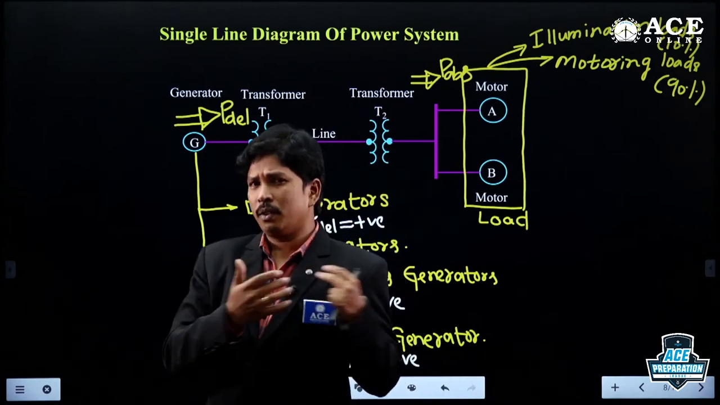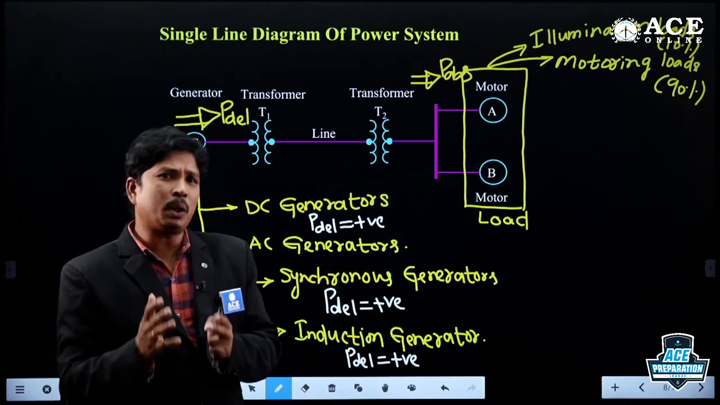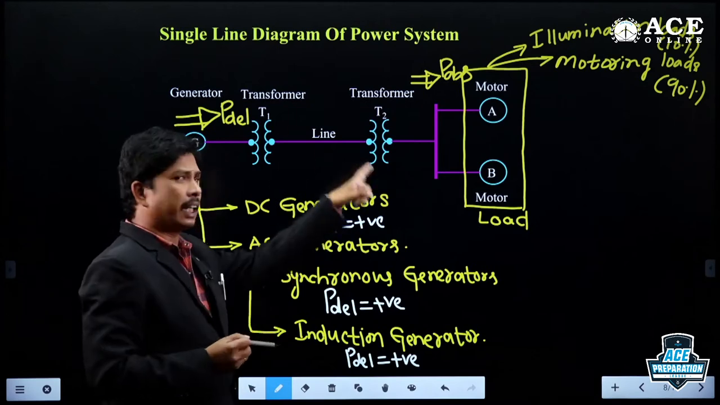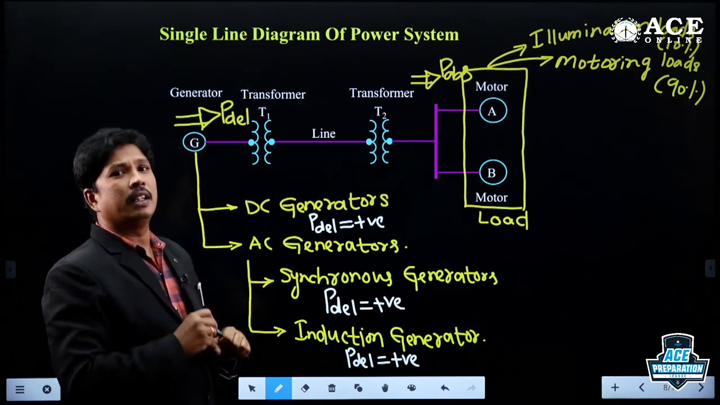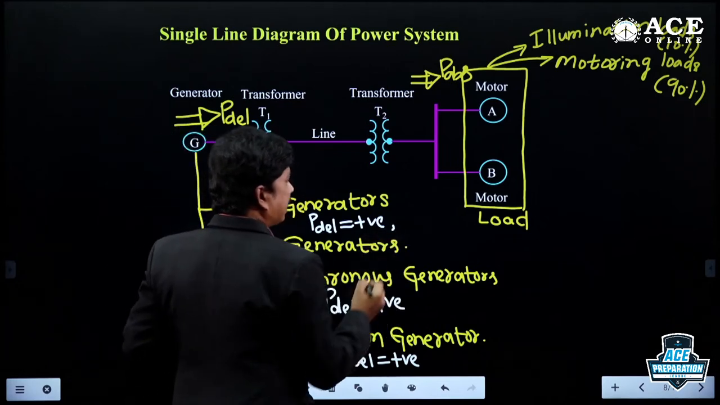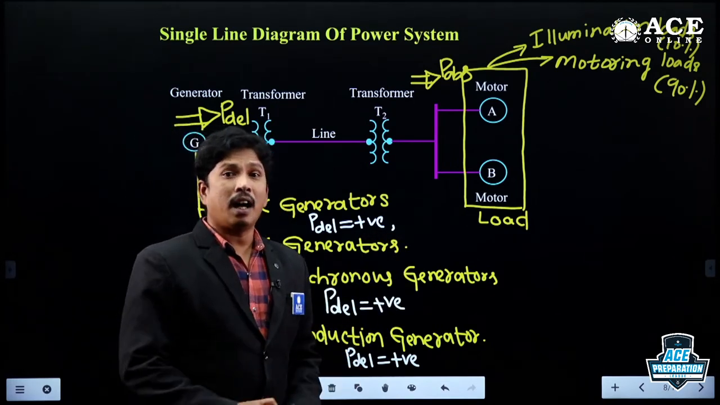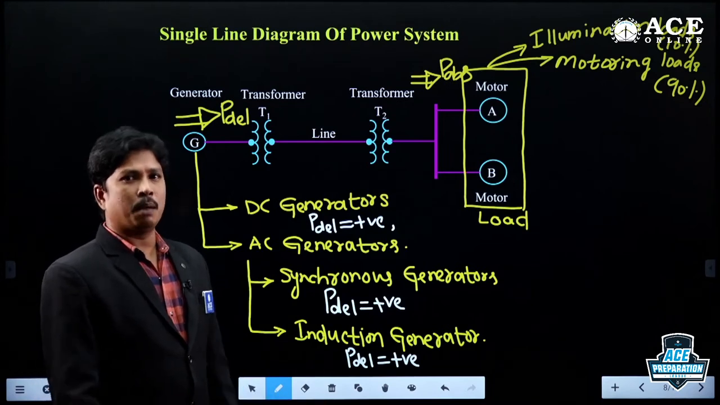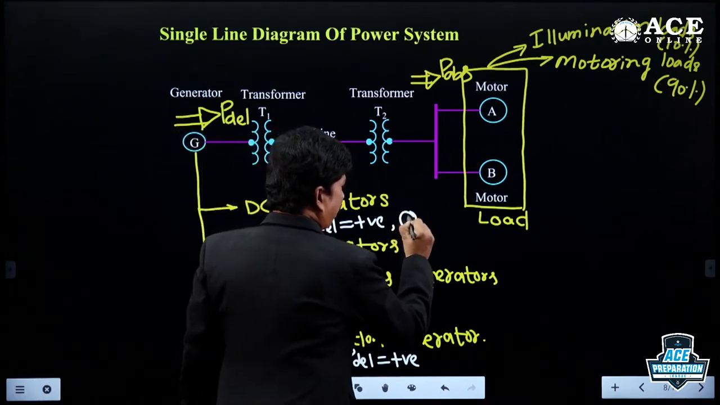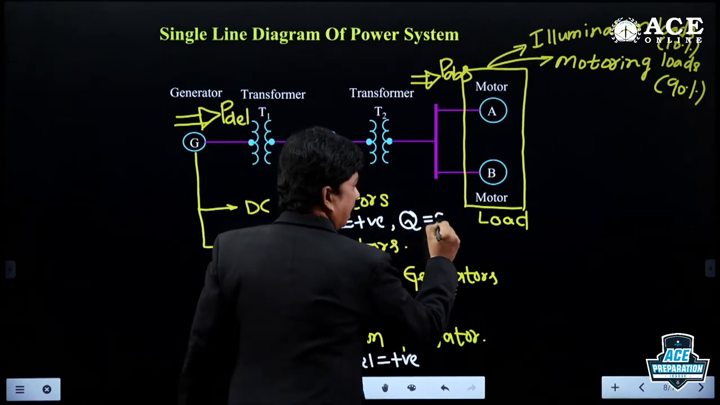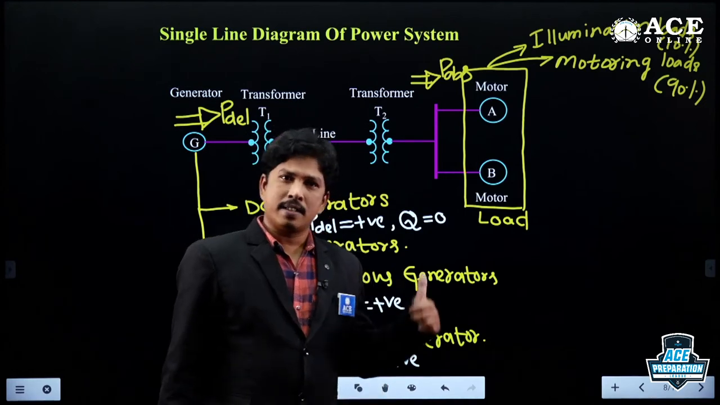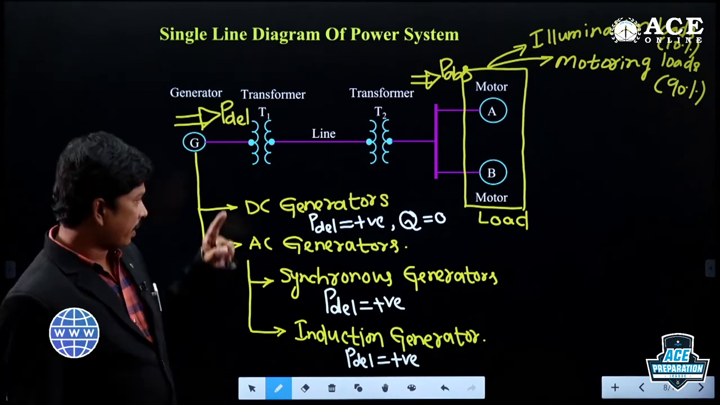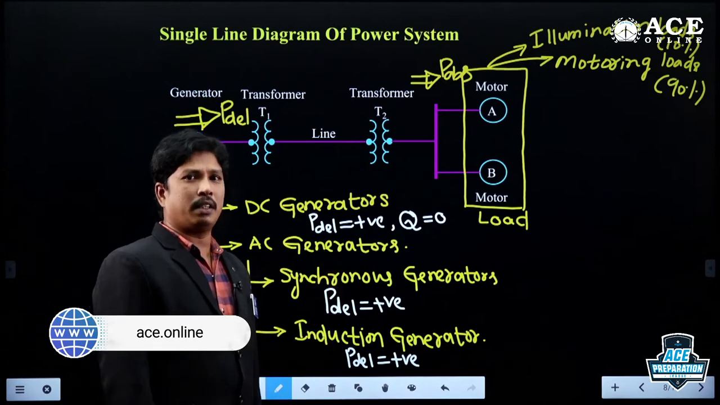Therefore, a DC system, whatever we are discussing here, is unable to provide a time-varying flux. Therefore, the reactive power supplied by the DC generator is always zero. That means the DC generator is unable to deliver or absorb reactive power. It cannot do anything in terms of reactive power. Therefore, the reactive power delivered or absorbed will be equivalent to zero for a DC generator. Are you getting the point here? In case of a DC generator, there is no concept of reactive power.